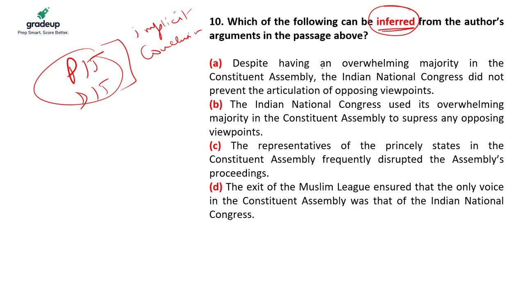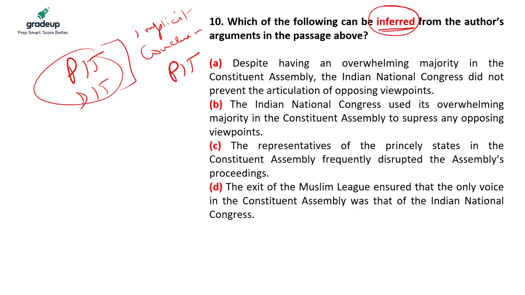Okay. Despite having an overwhelming majority in the Constituent Assembly, the Indian National Congress did not prevent the articulation of opposing ideas. Now, this itself is probably true. That's why the author says they could discuss things, and that the Constituent Assembly was largely successful, even though the Indian National Congress had a majority. He doesn't say that the Indian National Congress did not step in the way of discussions, but it can be understood. So the first itself could be the answer.